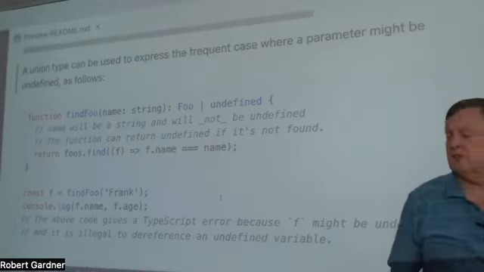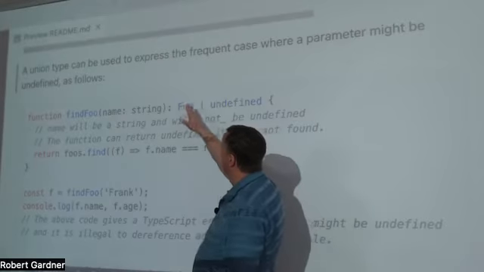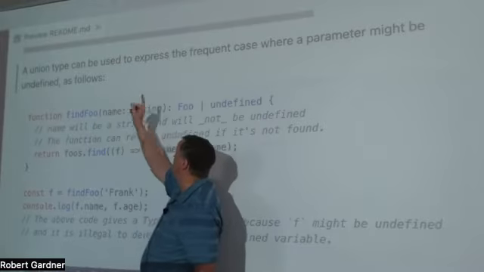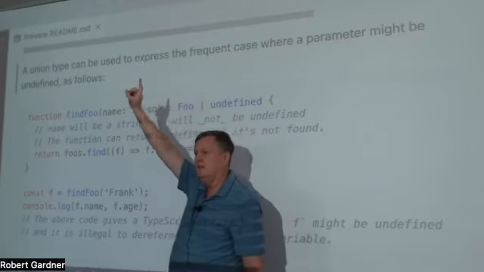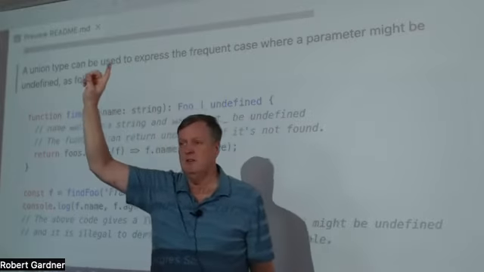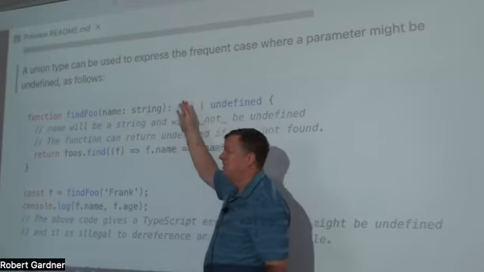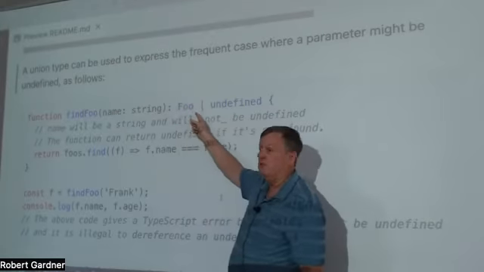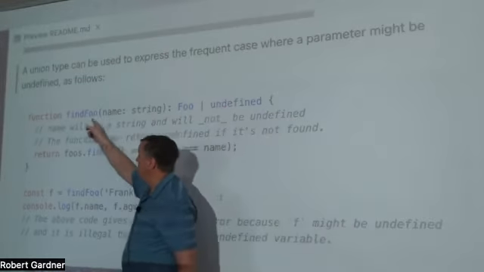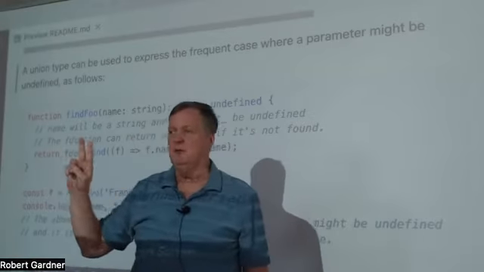Okay, and then quickly I'll show you how undefined is used. So here I'm using, remember, the OR operator. Here I'm declaring a function called findFoo. It takes how many parameters? One. And what must the type of that parameter be? A string. And findFoo will return either a foo or undefined. So now TypeScript knows that when I call findFoo, I might get back undefined, and I might get back a foo, but I won't get anything else.